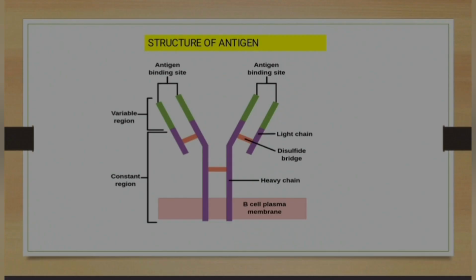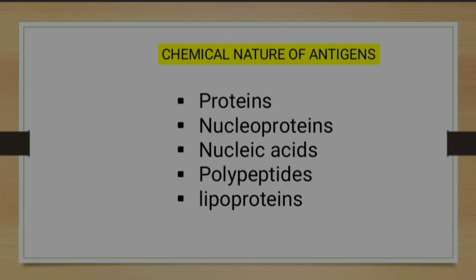Another one is structure of antibody. This is the structure, which is first made up of two chains, one light chain and one heavy chain, and made up of two regions, one variable region and another constant region. In those regions there are binding sites. Antigen binding sites are visible in the light chain and heavy chain. They are bound together.